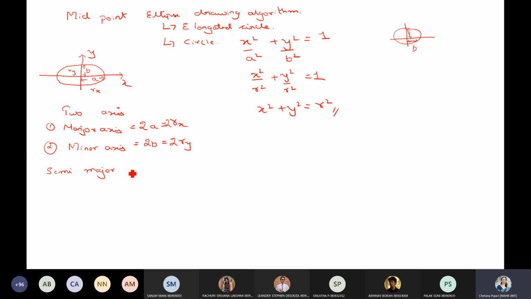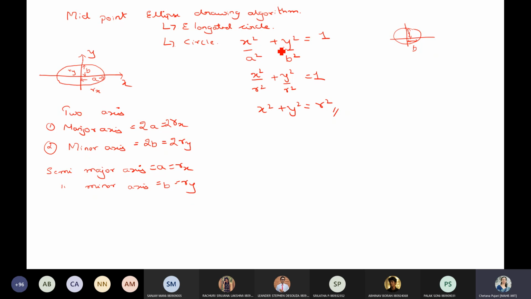This is just a background I'm discussing before we actually start with the derivation. So the semi-major axis will be equal to A, or Rx. Similarly, the semi-minor axis is equal to B, that is Ry.